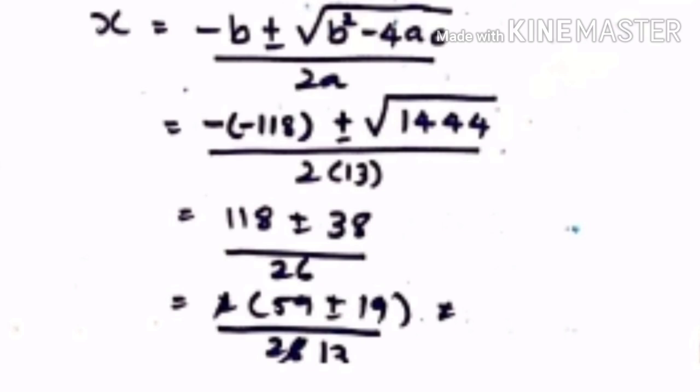So we place our values minus and in the bracket minus 118 plus or minus under root 1444 upon 2 into 13. So by calculation minus minus plus 118 plus or minus the square root is 38 upon 13 2s are 26. In the numerator 2 is common, and then in the denominator with 26 I get it cancelled.